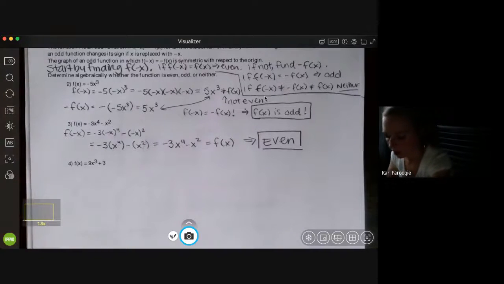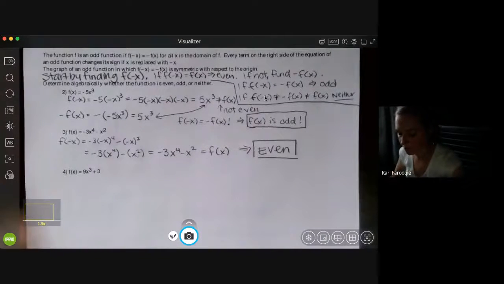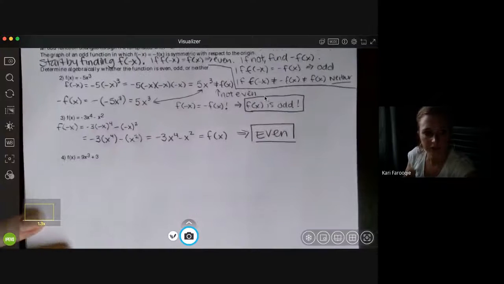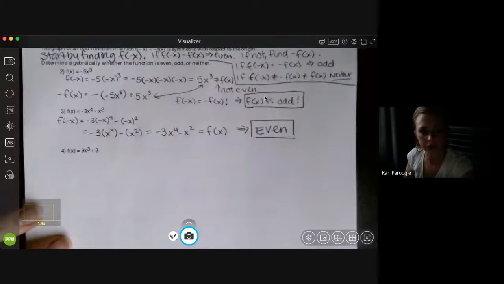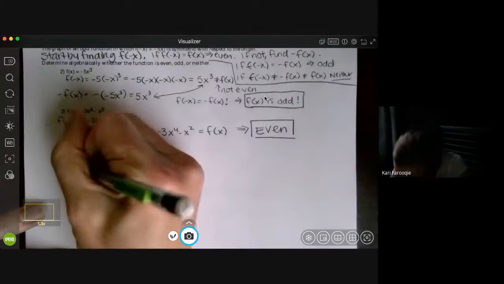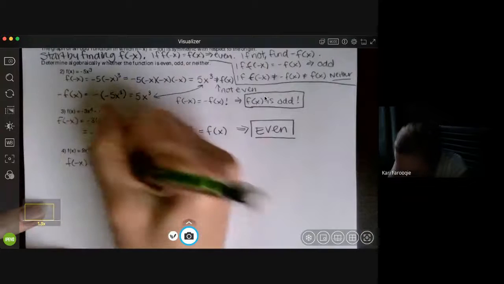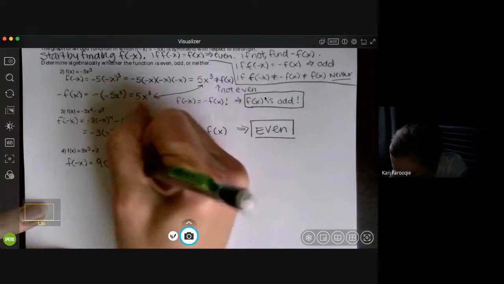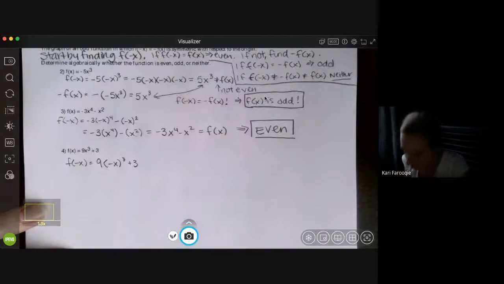Okay. So let's do number 4. F of x equals 9x cubed plus 3. The first thing we're going to do is find f of negative x. So that's 9 times negative x cubed plus 3. So just swap out your x with negative x.